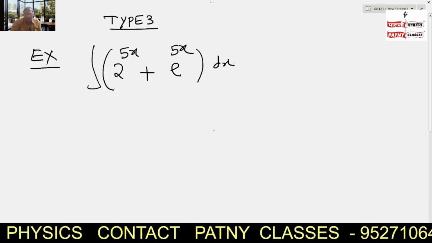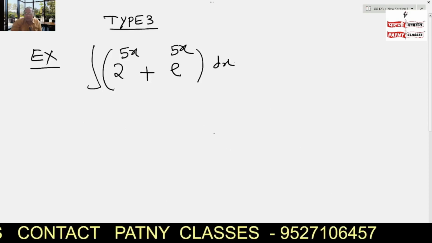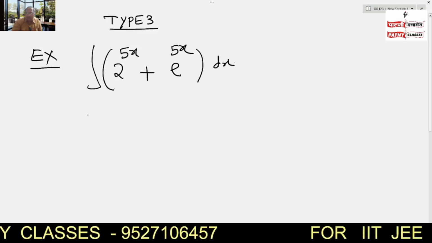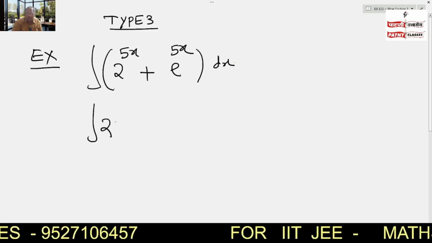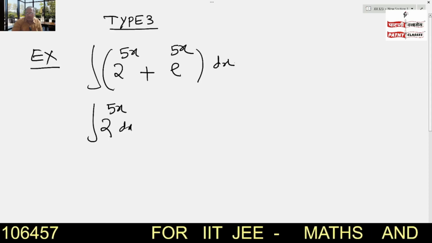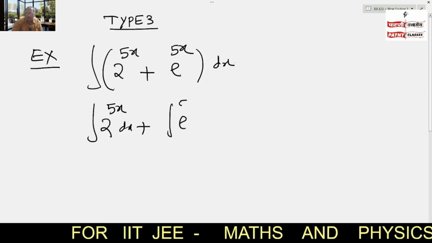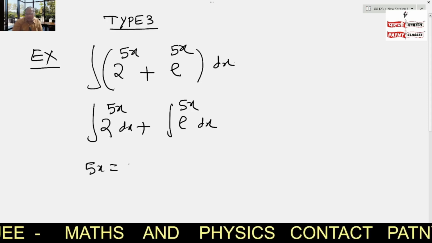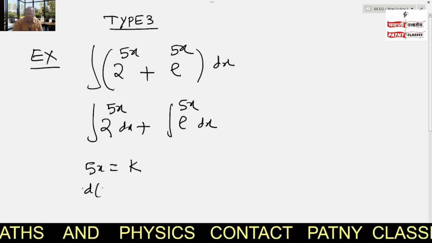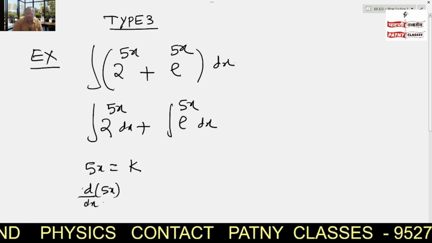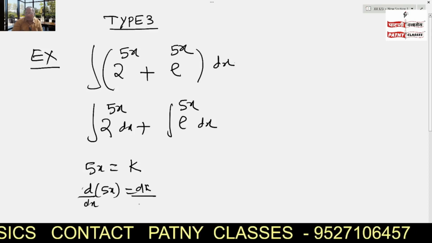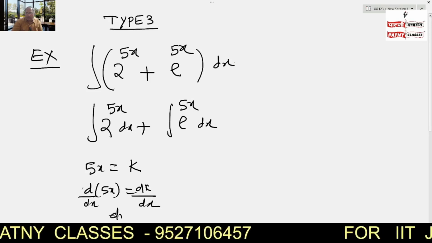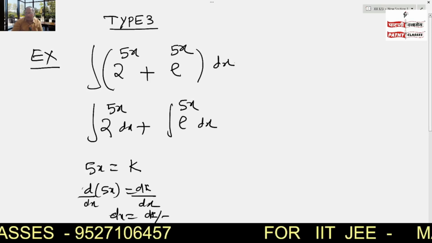In this example, integration of 2 raised to 5x plus e raised to 5x dx, we do observe that at both the places 5x is there, but we try to separate them. Integration of 2 raised to 5x with respect to x plus integration of e raised to 5x with respect to x. Here 5x equals k, and differentiation of 5x with respect to x equals dk by dx. So I get here dx equals dk upon 5.